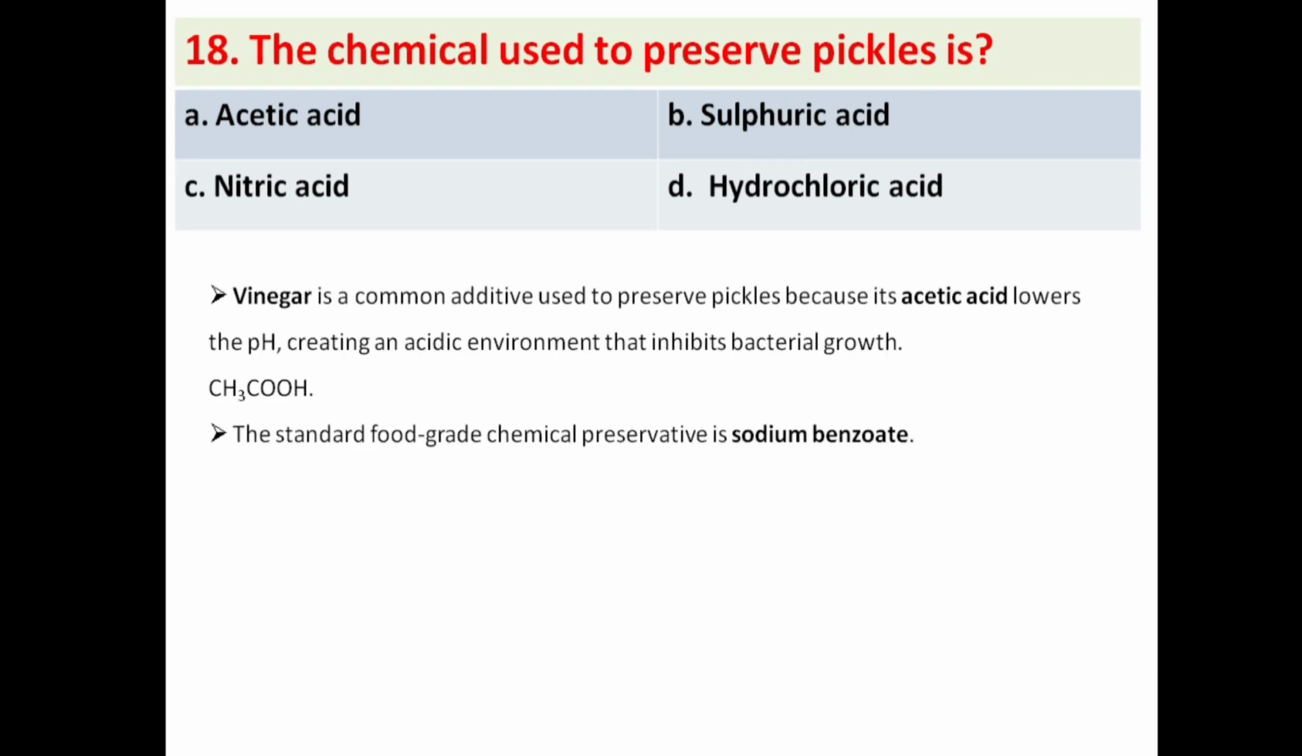Vinegar is a common additive used to preserve pickles because its acetic acid lowers the pH, creating an acidic environment that inhibits bacterial growth. CH3COOH is the molecular formula of acetic acid which is there in the vinegar, so we use vinegar as the preservative for pickles. The standard food grade chemical preservative is sodium benzoate. Here, in the given options, acetic acid is the correct option, that is A, acetic acid.